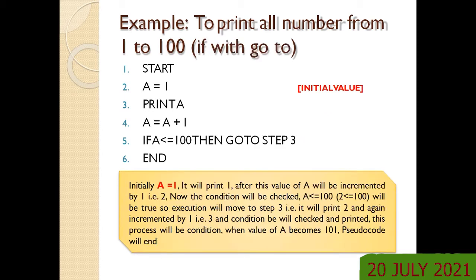Another example with goto, similar to the loop. Here also you can see the initial value is 1, print that 1, it becomes 2, then if it is less than or equal to 100, go back to step 3, print 2, a becomes 3, 3 is less than or equal to 100, go to step 3. This repetition continues as long as a is less than or equal to 100. The moment a becomes 101, it will not go to step 3, instead it will go to the next step, that is end.